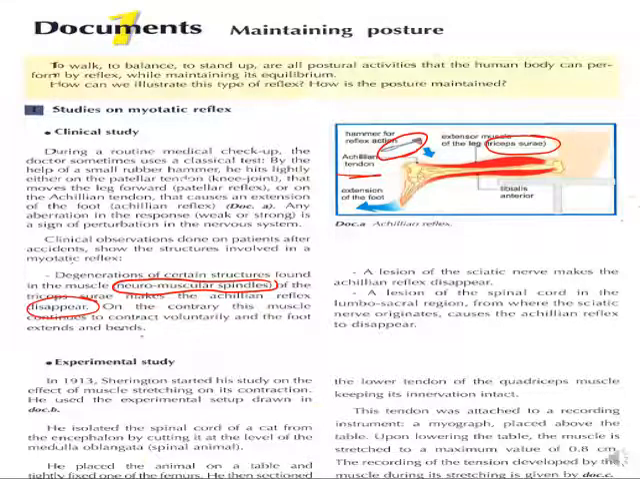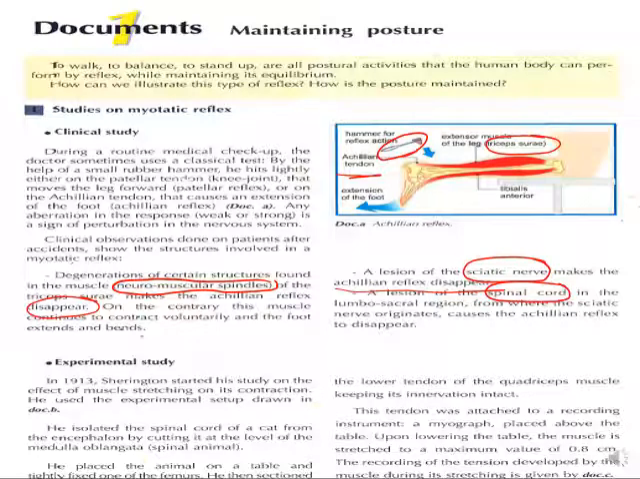Second, on the contrary, this muscle continues to contract voluntarily and the foot extends and bends. A lesion of the sciatic nerve makes the Achillean reflex disappear. So the sciatic nerve has an important role in the Achillean reflex. A lesion of the spinal cord in the lumbosacral region, from where the sciatic nerve originates, also makes the Achillean reflex disappear. So this means that the spinal cord has an important role in the Achillean reflex.